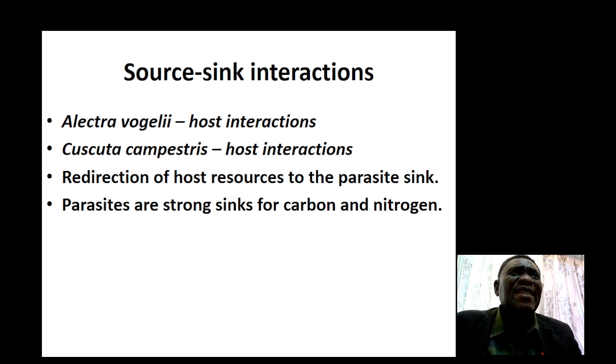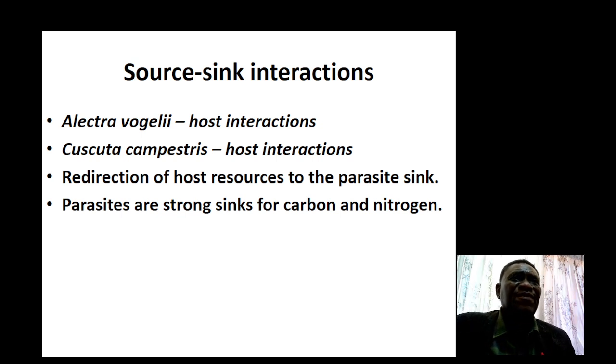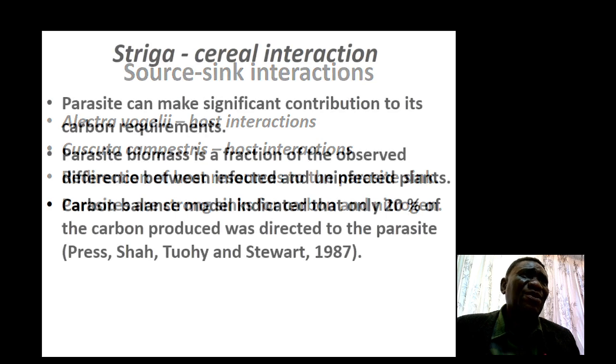Now, if we look at the Alectra vogelii host interactions, Cuscuta host interactions, there's a clear diversion of carbohydrates from the host to the parasite sink, and this can explain why the host is reduced in weight if you measure dry matter. Now, the parasites are very strong sinks for carbon and nitrogen, so they form extra sinks.